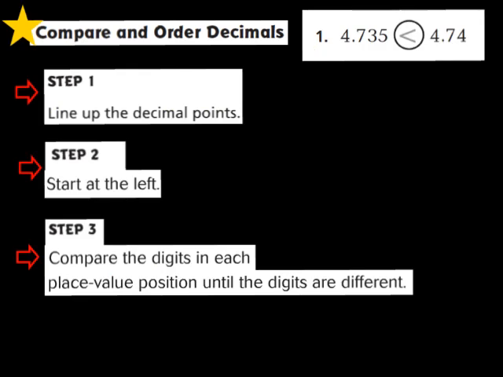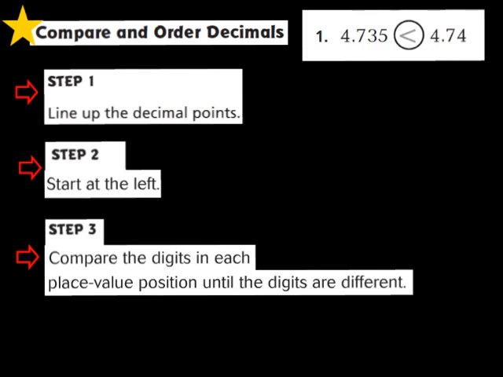Now, let's start out by taking a look at question number 1. As you can see, question number 1 has already been completed for us, but it's a good question for us to model the steps in how to compare and order decimals. So I'm going to start out by modeling step number 1. Step 1 says to line up the decimal points.